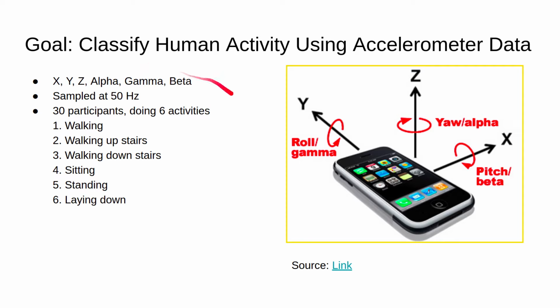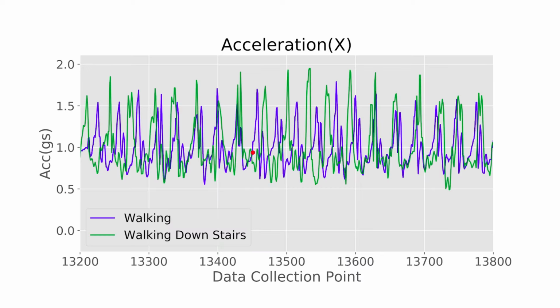I started with a data set from phone accelerometer data where I had X, Y, and Z and alpha, gamma, beta accelerations from the phone's internal accelerometer. Alpha, gamma, beta are just angular accelerations. My data was sampled at 50 hertz, and I have 30 participants doing 6 activities: walking, walking upstairs, walking downstairs, sitting, standing, and lying down.